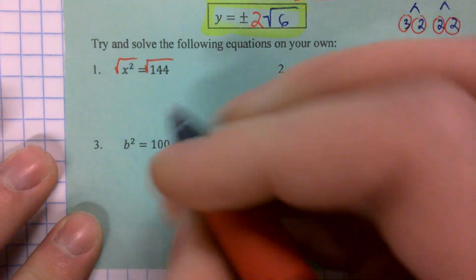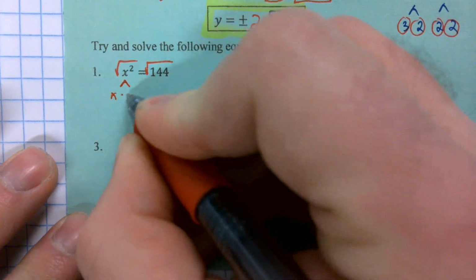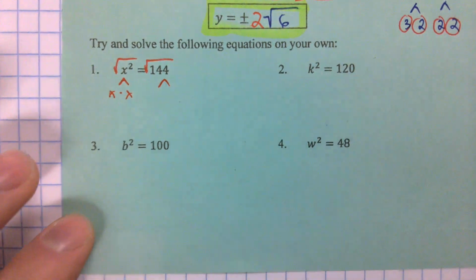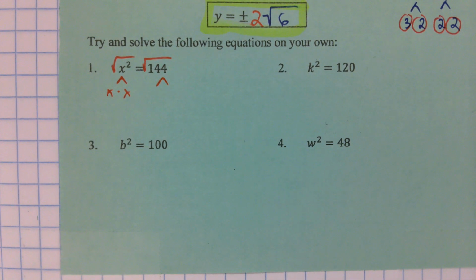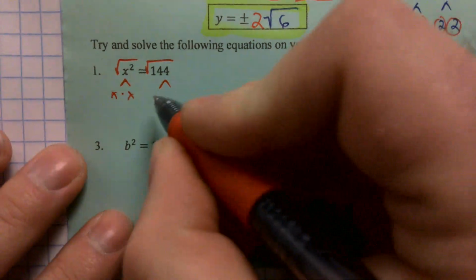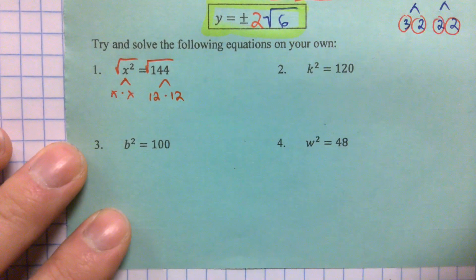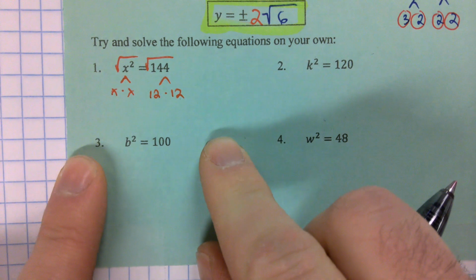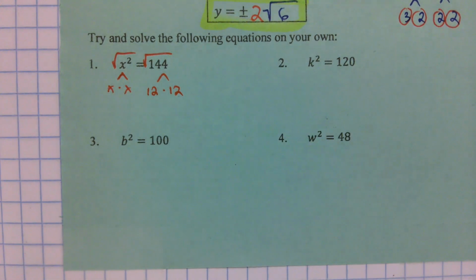So if we square root the left, like we said, this is x times x. What's 144? How can we break that up? 12 times 12. And again, we could keep going and break each of these 12s up into 4 times 3, but we don't need to because I've got my matching pair right there with the 12s.